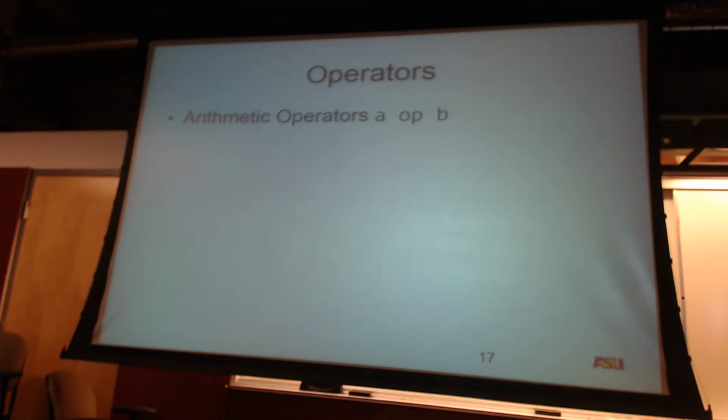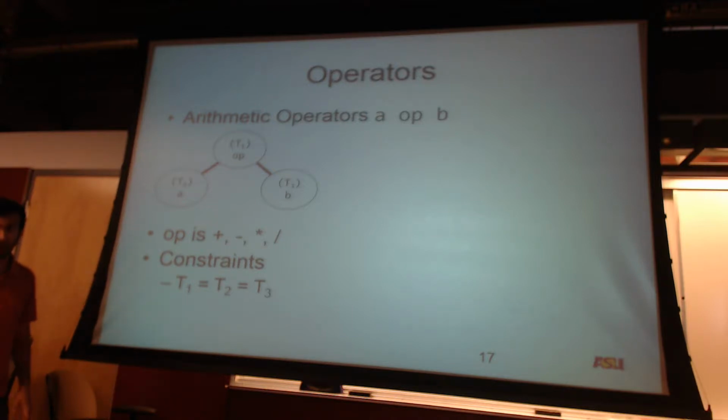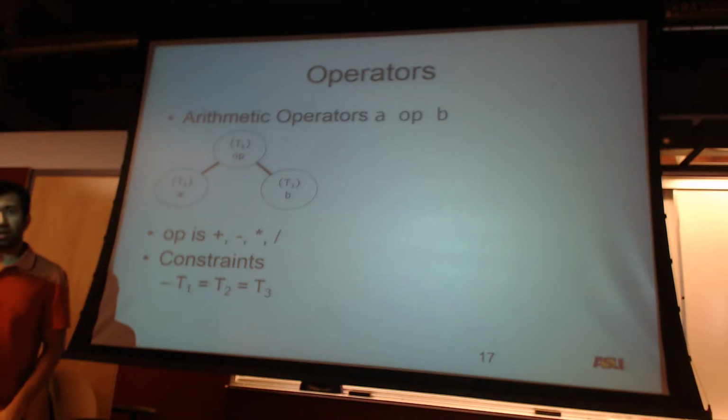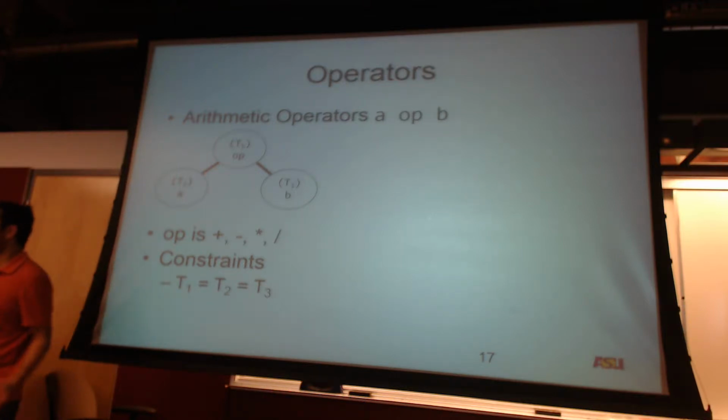Then we have arithmetic operators, plus, minus, and so on. Kind of similar. So again you have OP as the root node, A and B as the left and right child. If OP is plus, minus, multiplication, divide, then the constraints are T1 equals T2 equals T3. So these are different constraints. As opposed to relational operators, T1 is not Boolean. For arithmetic operators, T1, T2, T3 all are the same. They might be Boolean, they might be integer, float, strings, we don't know, but just the type should be the same.